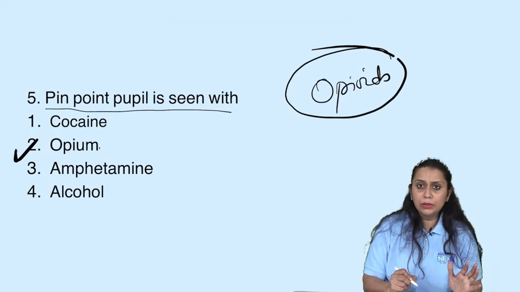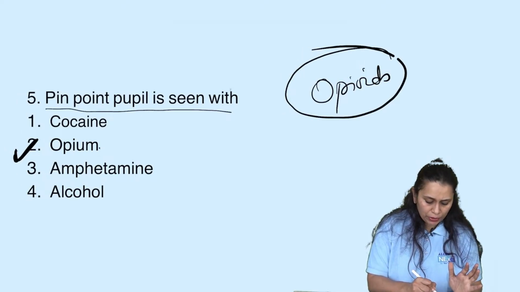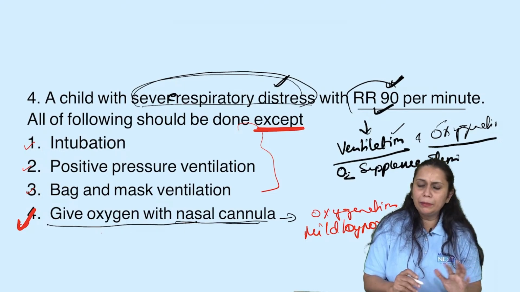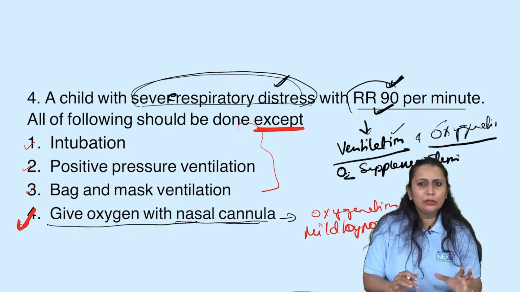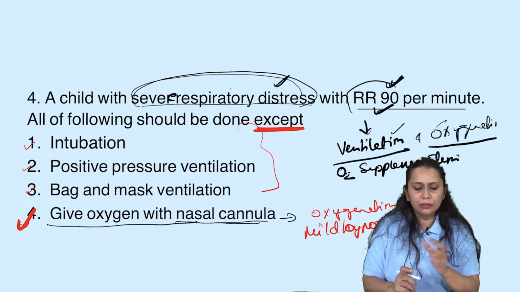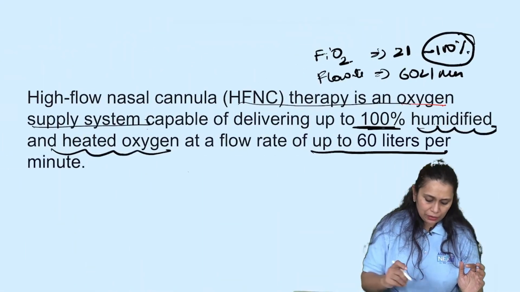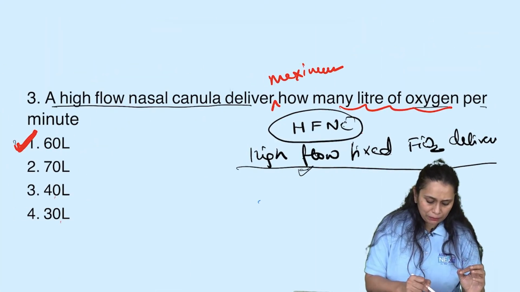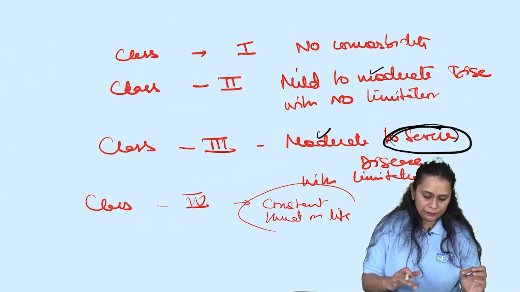So pinpoint pupil is seen in opium. Then a child with severe respiratory distress with respiratory rate 90 per minute, all of the following should be done except. Well, nasal cannula oxygen supplementation is too little help for this child, so it is not done. Then HFNC, high flow, how many liters of oxygen will it deliver? Maximum 60 liters per minute.